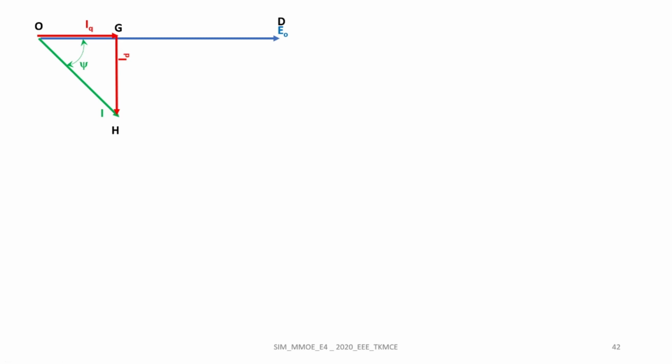Then in order to obtain the terminal voltage, we need to subtract various drops, that is IDXD, which is leading ID by 90 degrees, IQSQ, which is leading IQ by 90 degrees, then the I into RA phasor, which is parallel to armature current. So this vector gives the terminal voltage V. Let this point be B.